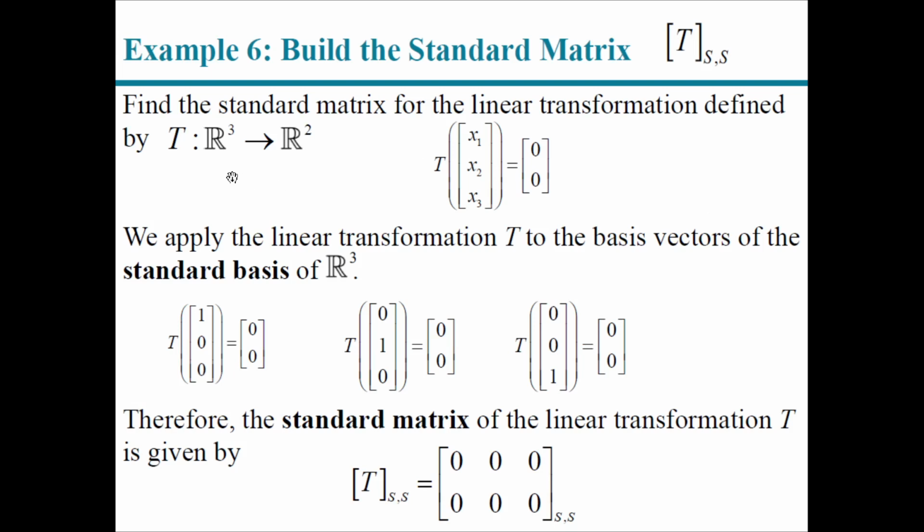Here we have again a linear transformation, but this time it transforms vectors from R3 into vectors in R2, and it transforms everything into vector 0. So this is actually a 0 transformation. Again, I apply this transformation to each standard basis vector from R3, and I get, obviously, vector 0, 0 as a result. So I just put them into the columns, and this is my standard matrix associated with the linear transformation T. So it is a 0 transformation.